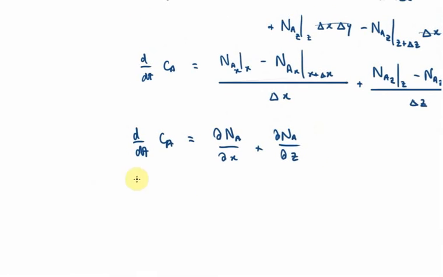We have to think about NA. So NA in general, in let's say the ith direction, is going to equal the diffusion flux. So that's going to be minus DAB dCA/di, plus U CA. So convection flux and diffusion flux, that's generally what we have.